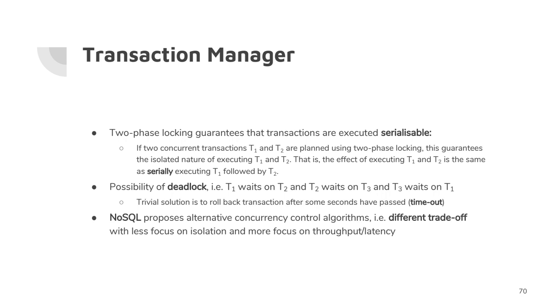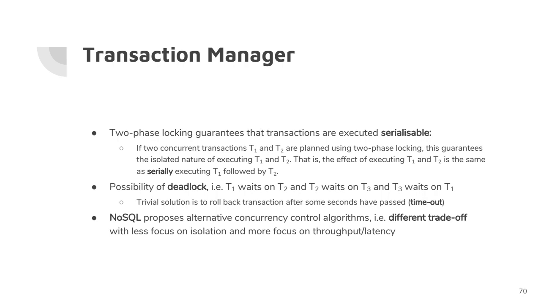That's actually what I wanted to say here. So the two-phase locking algorithm guarantees that transactions are executed serializably. So that means in a serial way. So if you have two concurrent transactions that are planned using two-phase locking, this guarantees the isolated nature of firstly executing T1 and then T2.